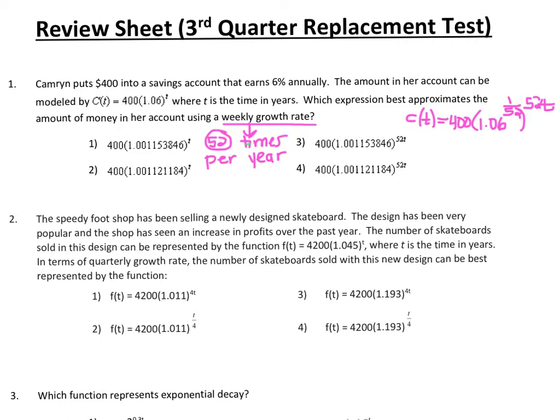Okay, so now from this point, we're just going to bring down the C of t equals 400. And you're just going to plug this into your calculator, 1.06 to the 1 over 52 power. Okay, so when you do, this is what you get. And then I'm just going to bring down the 52t. Okay, so now, since we have a 52t on the outside, this means 52 times a year. So this is the weekly growth rate that we see within the parentheses. So that matches up with choice 4.